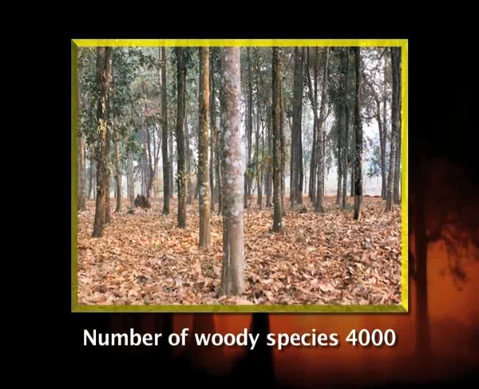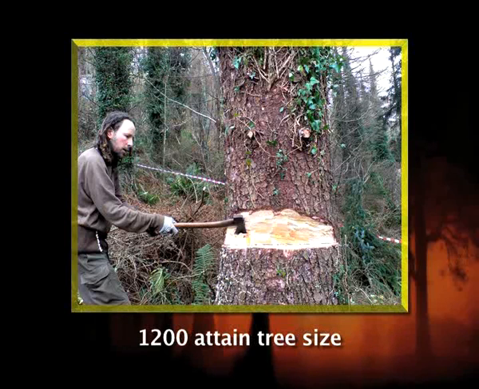Now we'll talk about wood as timber. The number of woody species occurring in the country is almost 4,000. Of the estimated 4,000 woody species, nearly 1,200 attain tree size and are potentially capable of producing timber. However, the majority of the species occur either occasionally or in inaccessible regions. Till now, only about 25% of the well-known tree species have been exploited for timber.